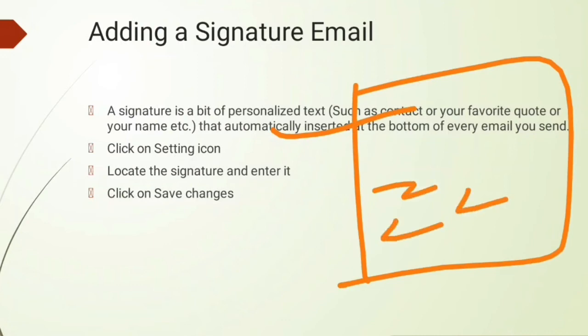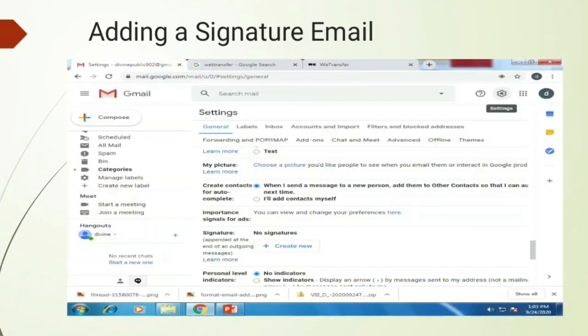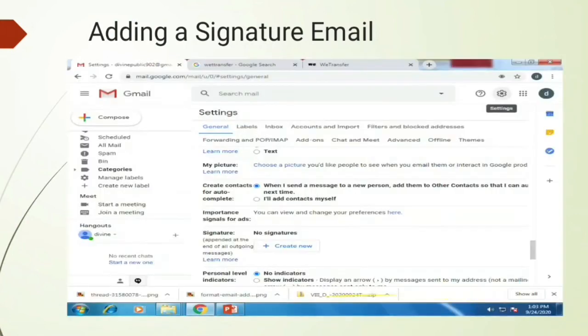Like there is a message box, and the same message you want to send to all the recipients. So once you click on this compose button, that message will be shown on the setting icon. Click on the setting icon, locate the signature, enter it, click on save changes. See, this one is a setting. Here you can see this setting, and then locate the signature and enter it.